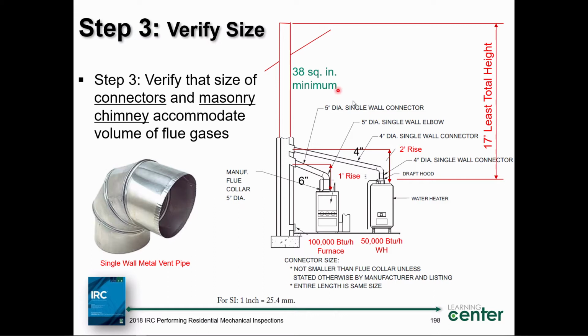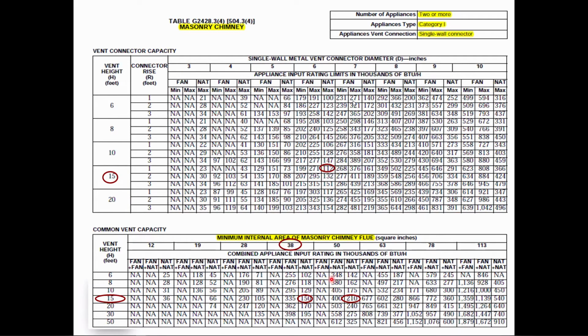How do I figure this out? How do I figure out the connector sizes? Well, the key to this is you locate a table in your code book. This is the table that matches the application, right? It's a masonry chimney over here. You can see that up at the top. We have more than one appliance, right? We have category 1 appliances as indicated. They're not condensing, they're category 1. And the vent connectors are made of single wall galvanized steel. So far, so good.